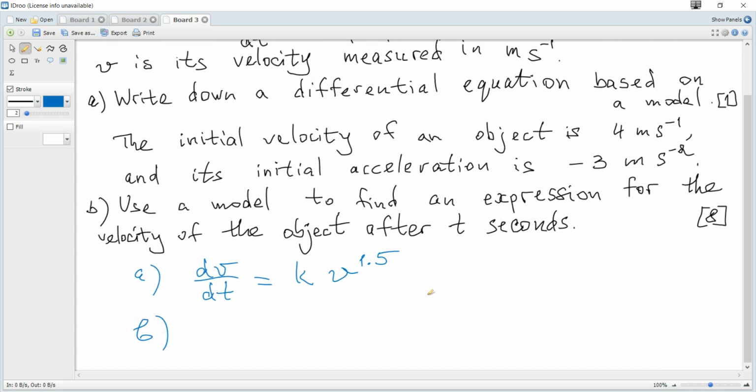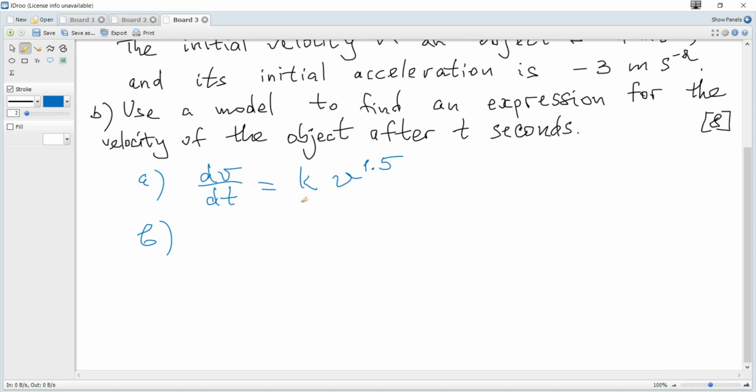Question B. Use the model to find an expression for the velocity of the object after t seconds. It means that we should solve this differential equation and get v as a function of t. And how to solve this differential equation? By separating variables, everything with v to the left, with t to the right, so it becomes 1 over v to the power 1.5 dv is equal to k dt.